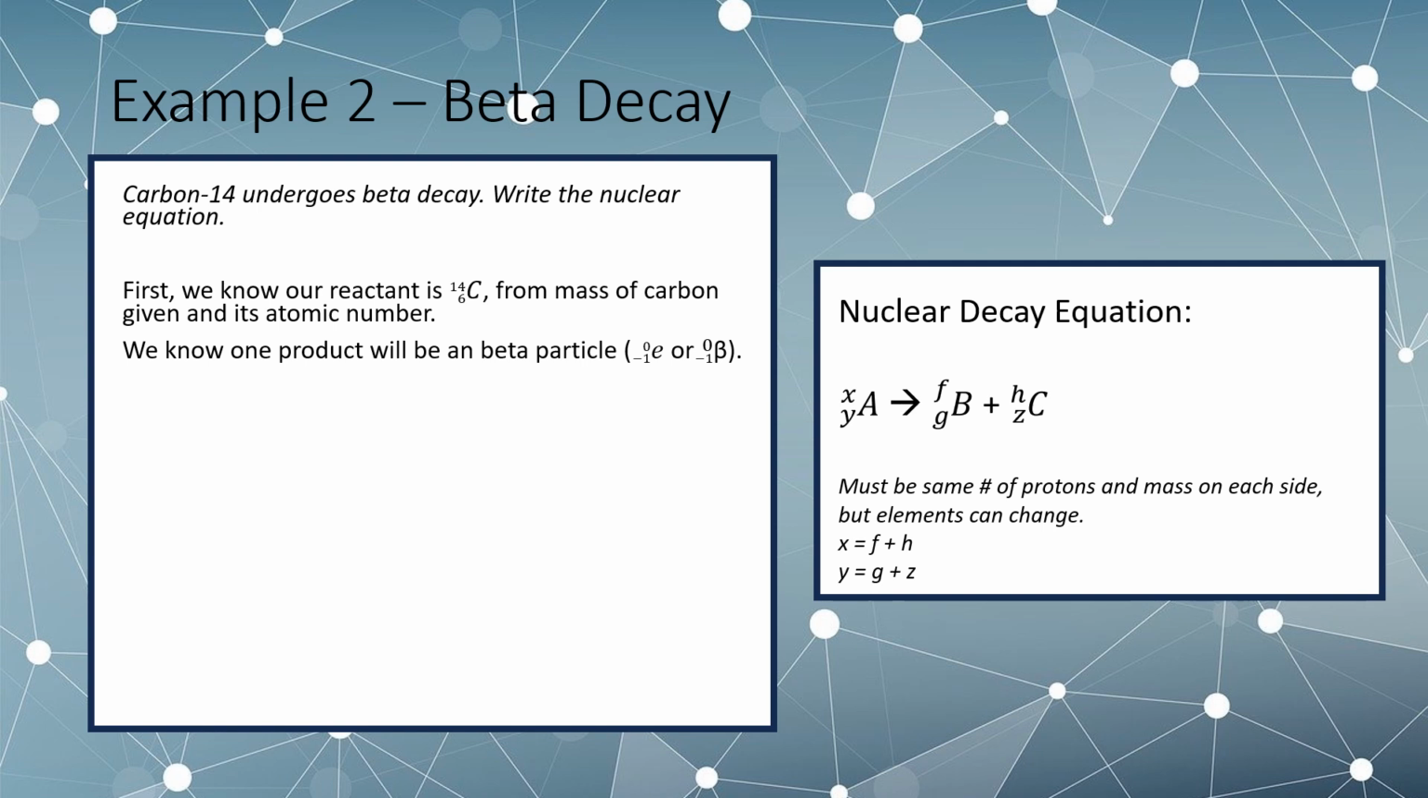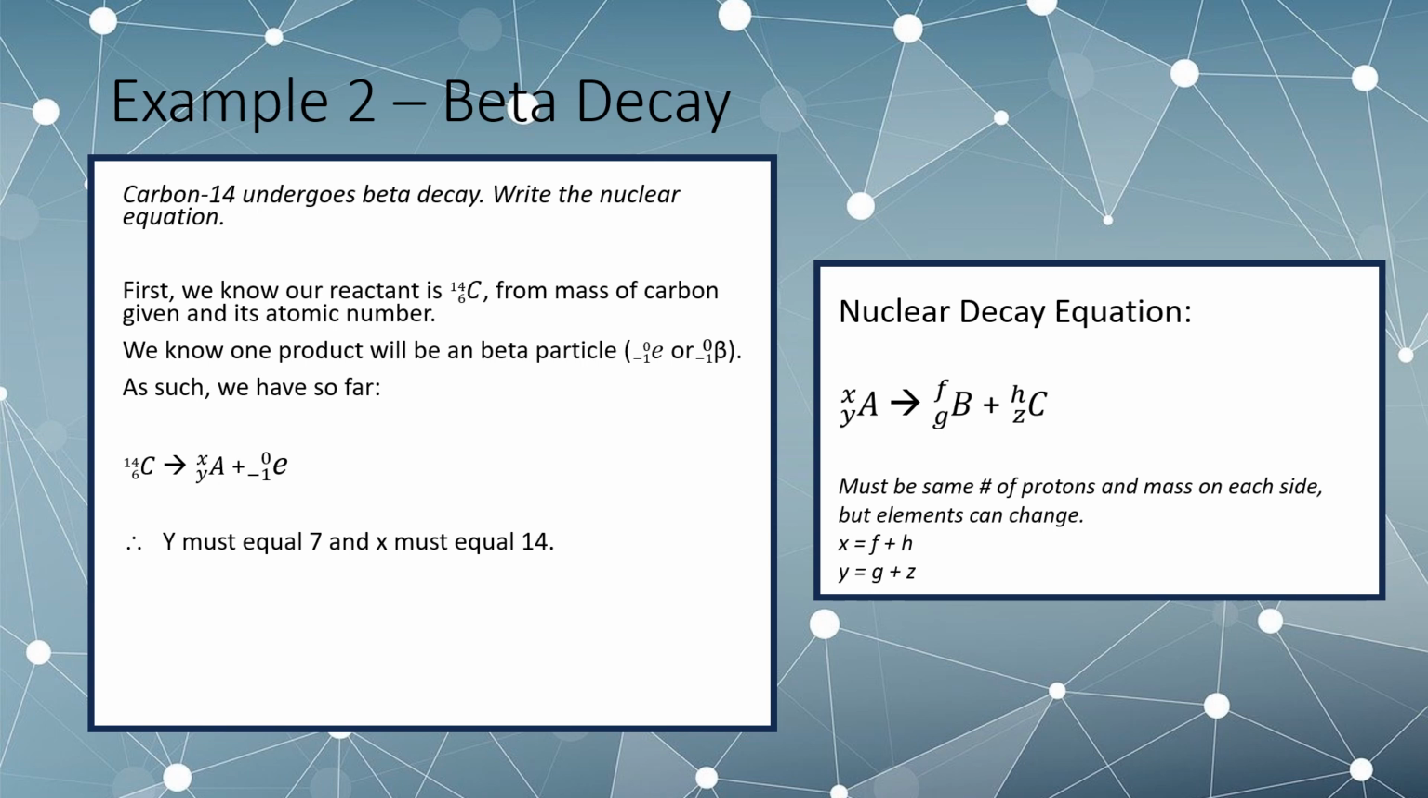As such, we have so far, writing out our equation, 14,6 carbon gives us some element plus our electron, so 0, -1 e. Given this, looking at what we have, we know that 6 must equal y take 1. So y must equal 7. Now in this case, it can be a bit odd because the y is actually greater than what's on the left-hand side, but remember our electron is -1. Now our x is easy because the electron has no mass, therefore the mass of our new daughter nucleus must be the same as our parent nucleus, meaning that it's as simple as x must equal 14.